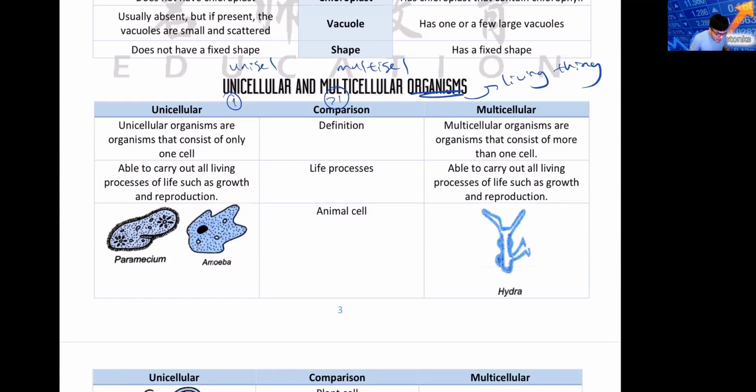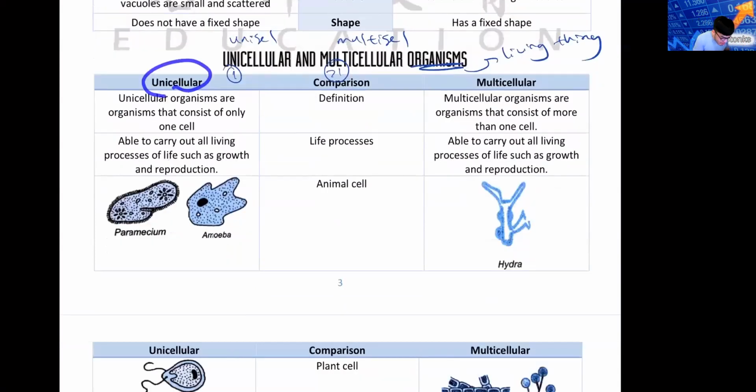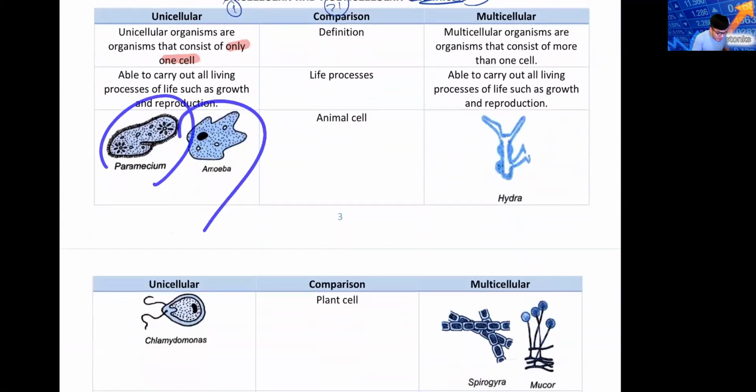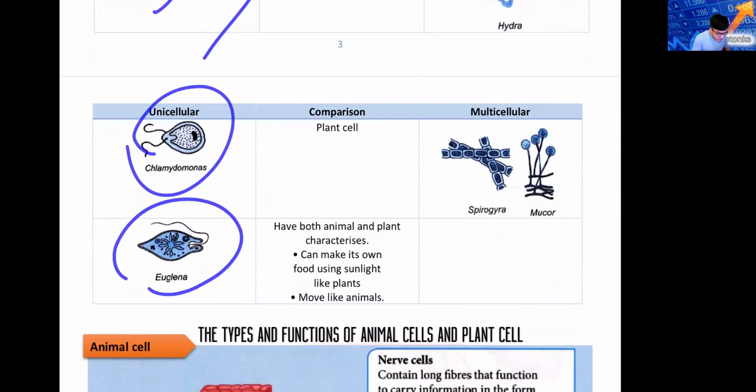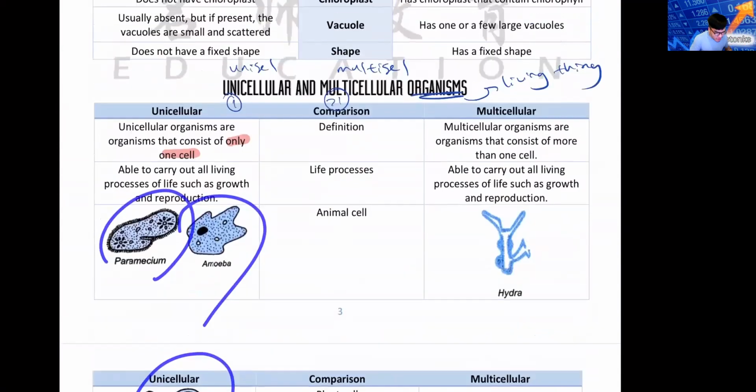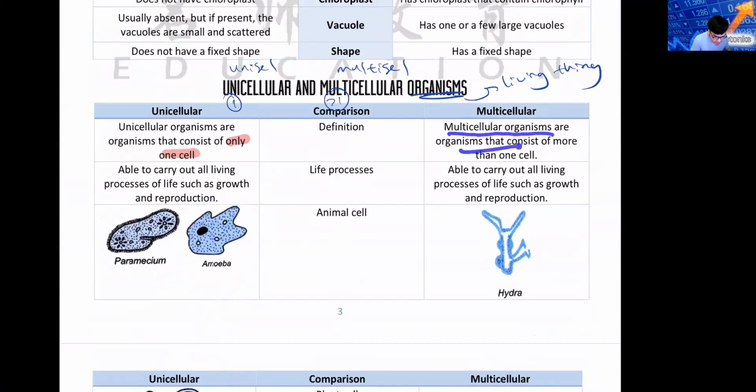All right. So anyway, let's look at what is a unicellular organism. Unicellular organisms are organisms that consist of only one cell. Like I said, only one cell. They are just forever alone people. Very, very alone organisms. Whereas multicellular organisms are organisms that consist of more than one cell. Lebih daripada satu cell. That's you lah. You're very complex. You have more than one cell.